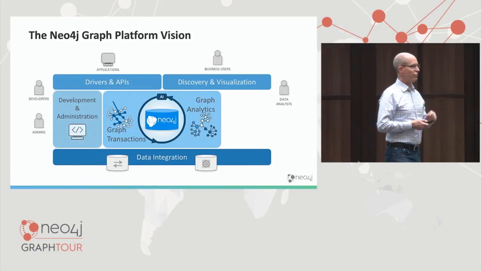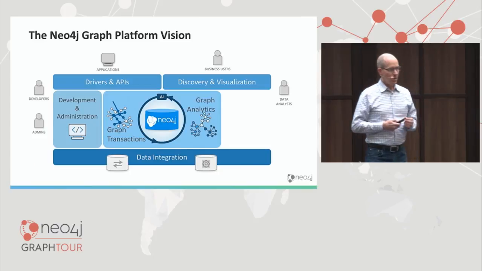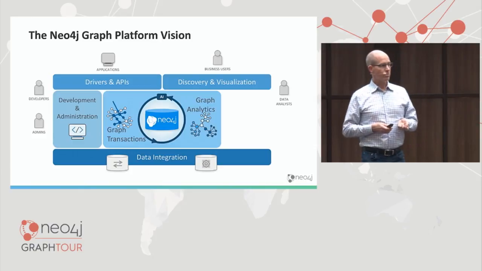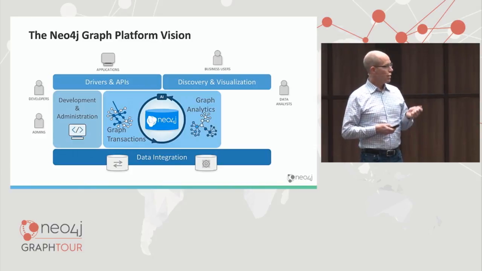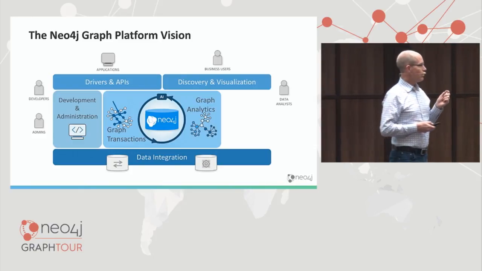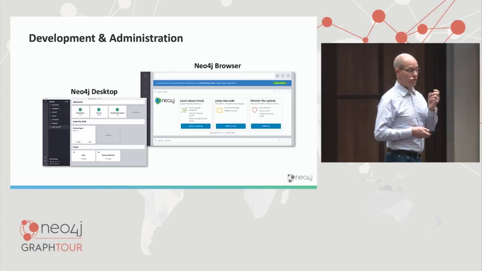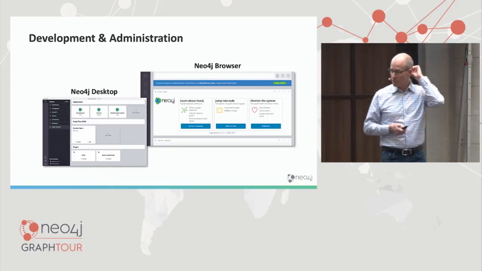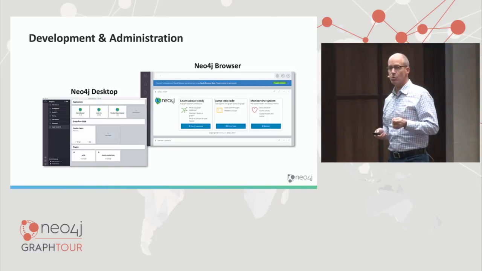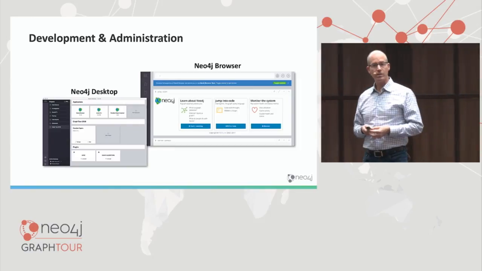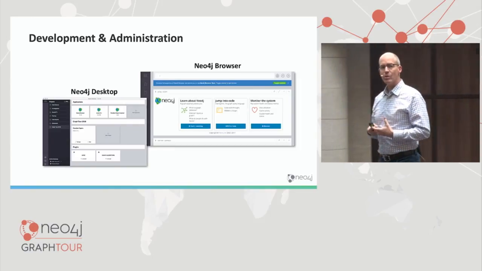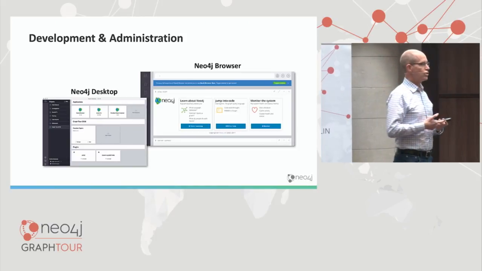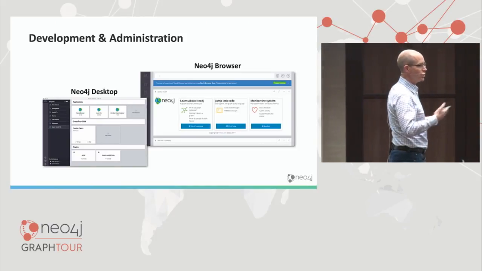The next piece is development and administration. At Neo4j, we've built a number of tools to enable development and administration, and the two that pop to mind are the Neo4j desktop, which we talked about a little bit earlier, and the Neo4j browser. There's also command line tools that allow for administration of the database. What we haven't done to this point is integrate with some of the more standard tools that you'd expect from a relational database environment.